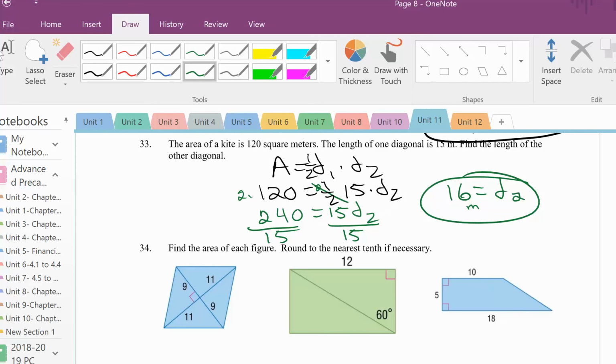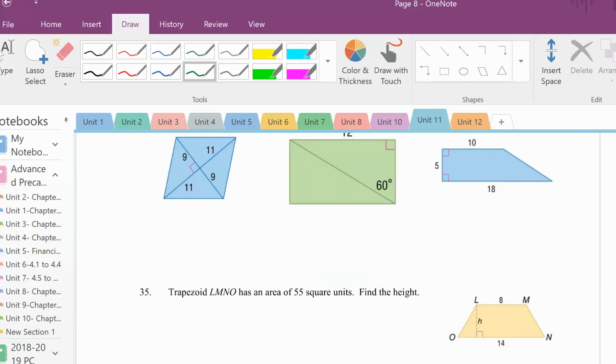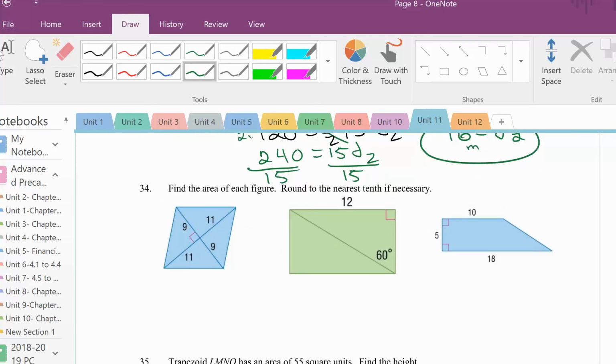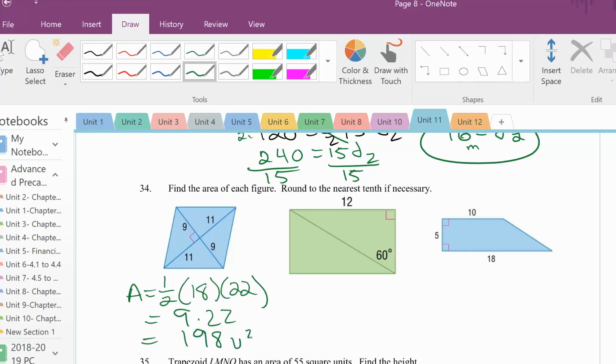All right, so a little review here. We have a rhombus, so remember that area is equal to 1/2 diagonal 1, which is 18, times diagonal 2, which is 22. So that's equal to 9 times 22, which is 198 square units.